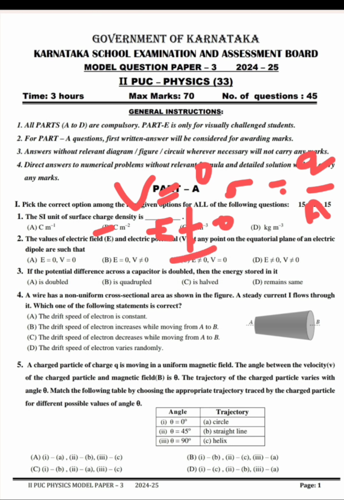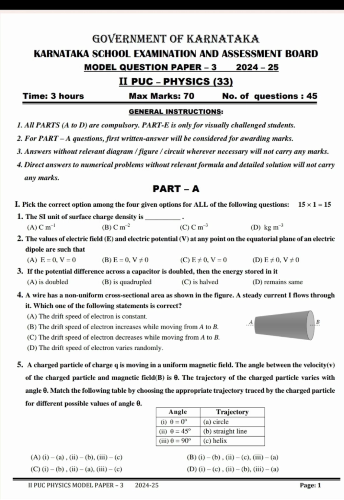Option C. If the potential difference across a capacitor is doubled, then the energy stored in it is. See, energy stored can be written as U is equal to half CV square.